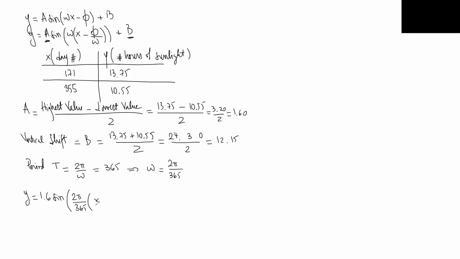Then we have x minus this ratio here, which is the phase shift. We know what omega is, but we don't know phi, but actually we'll be able to find the whole ratio, the phase shift, in a moment here, plus b, the vertical shift, which we found to be 12.15. Okay, now, how do we find this phase shift?